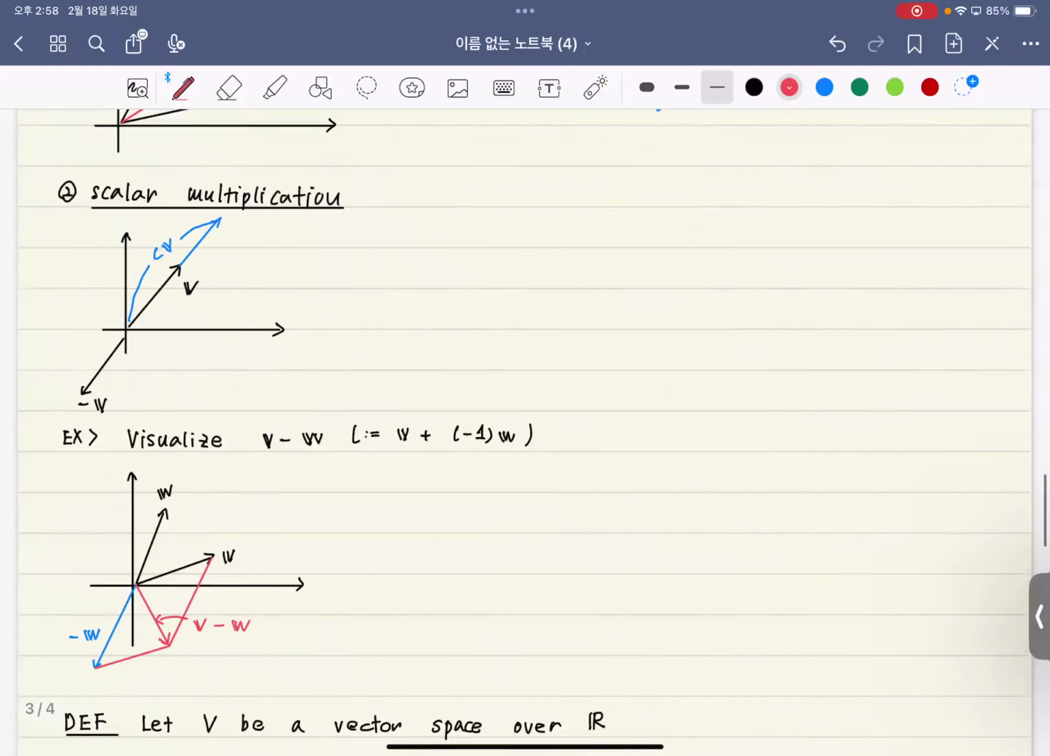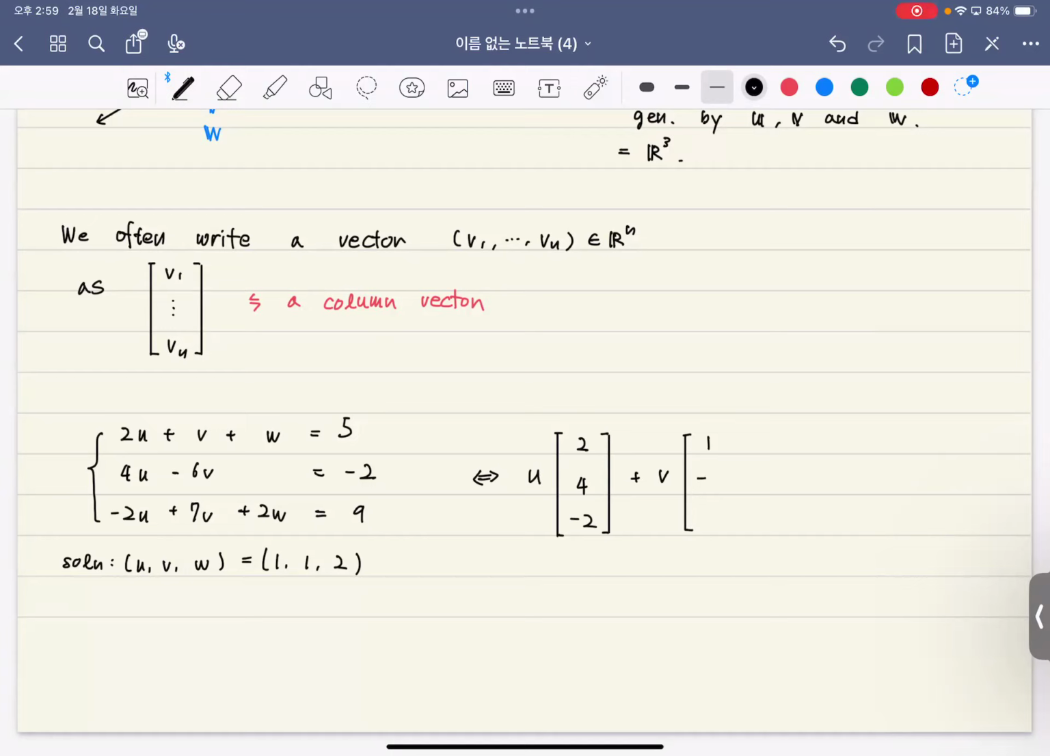plus v, a scalar multiple of 1, -6, and 7, plus w of 1, 0, 2. Even if there is no number here, you can always consider it as an invisible 0 times w. This is equal to 5, -2, and 9.